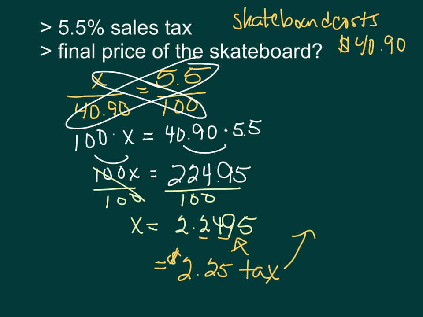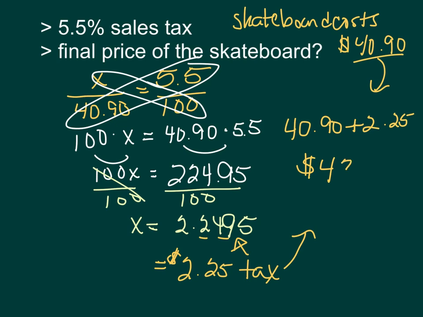What am I going to do with the tax? Well, I'm going to take my cost and the tax. I'm going to add them together. I've got 40.90 plus 2.25, which is going to be equal to $43.15, which is the cost of the skateboard.